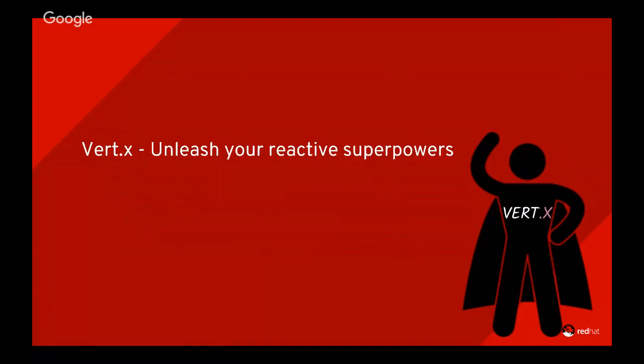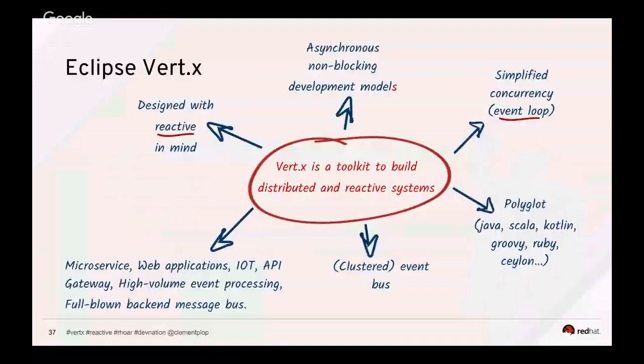And it will give you a better understanding of how all those concepts work together. So reactive system, reactive streams, and reactive programming. So what is Vert.x? Eclipse Vert.x is a toolkit to build distributed and reactive systems. It's just a library with a large ecosystem, and all this ecosystem is reactive, and it has been designed to be reactive in mind. It's not something we have added as an afterthought.